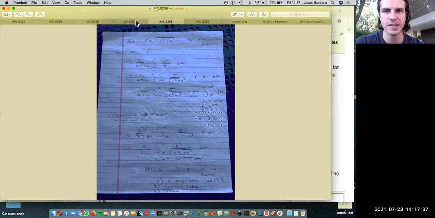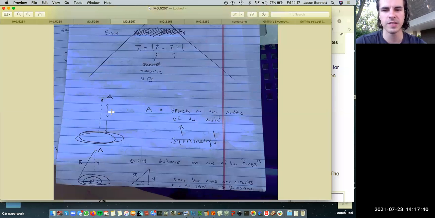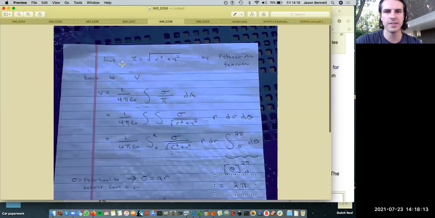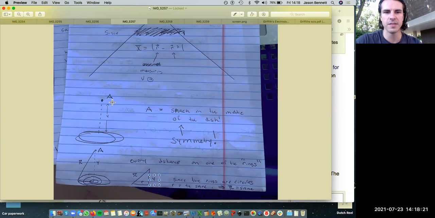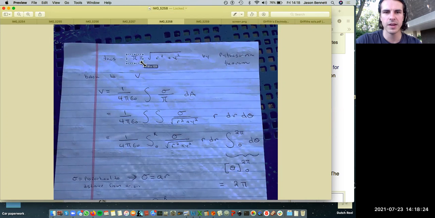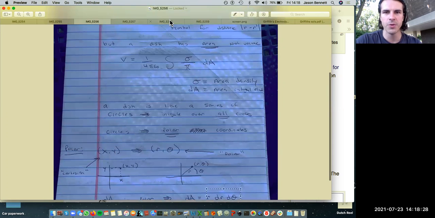The reason why it's so easy to use polar and circles, given the symmetry of this problem, is because of the distance on a particular ring. Remember, we're integrating over the rings, one ring, two ring, three ring, going outwards. The distance for every point on the ring, whether I'm here or here, this little script R, is the same, because the radius of the ring doesn't change. We're talking about one ring at a time, and this distance Y doesn't change. So if we use the Pythagorean theorem, that distance along the hypotenuse is just the square root of the radius squared plus the distance above squared. Now that we have this script R for our equation, we can start plugging things in.